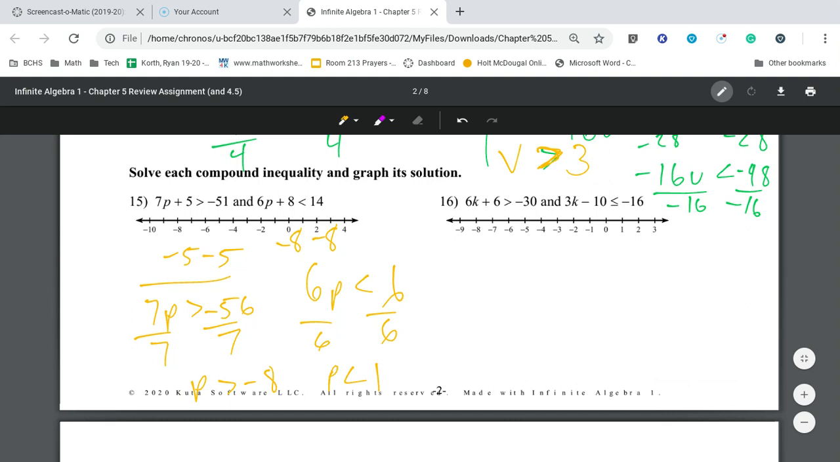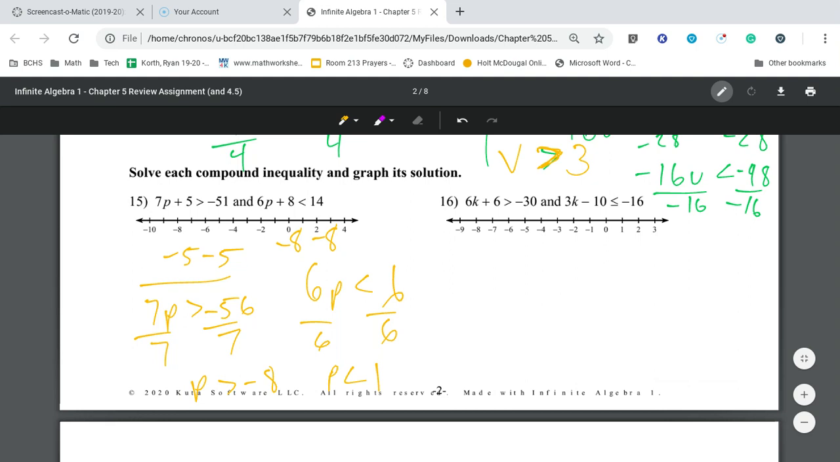Remember, and inequalities are going to look like a jousting stick. The or inequalities are going to go in opposite directions. Your options are for your inequalities to go towards each other or away from each other. And you should always verify that what you want to happen is actually happening.